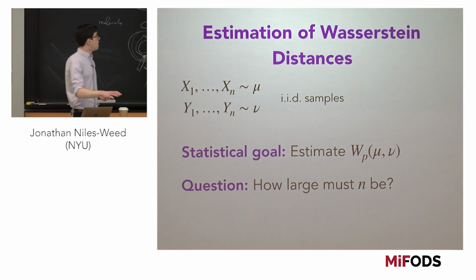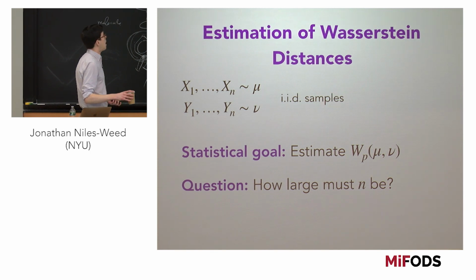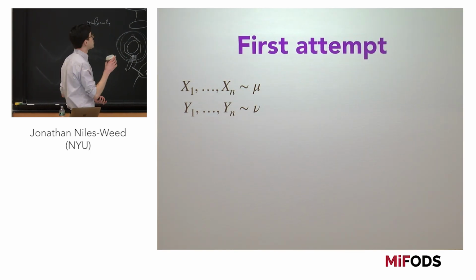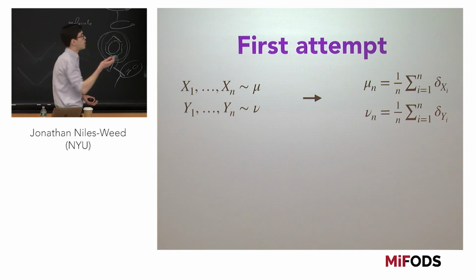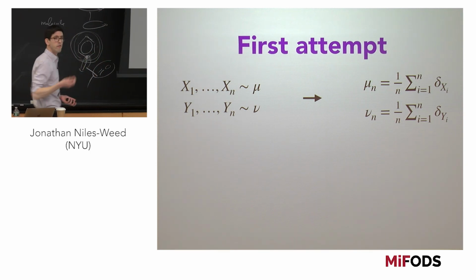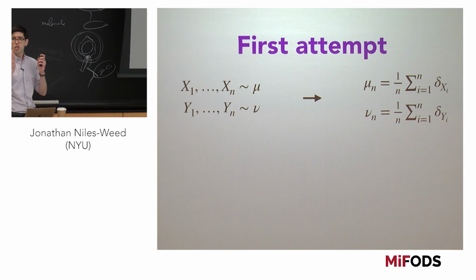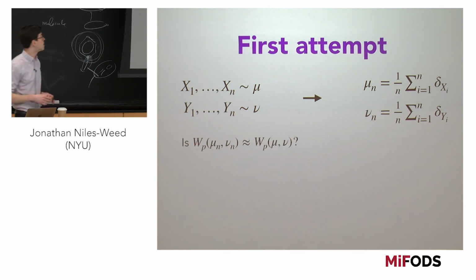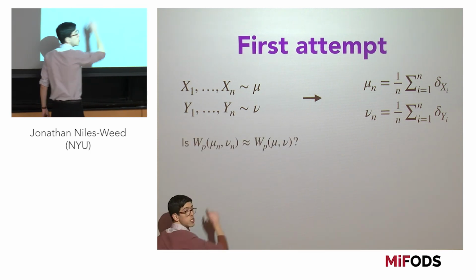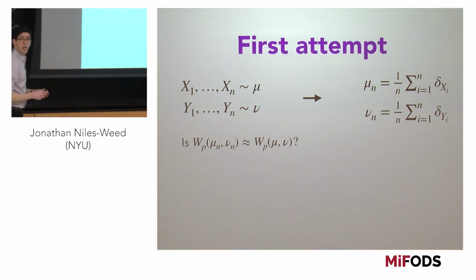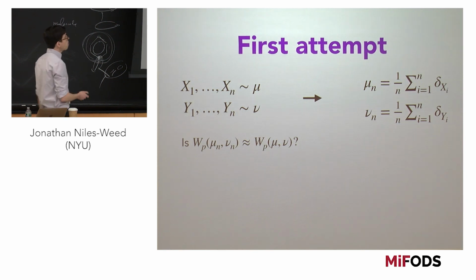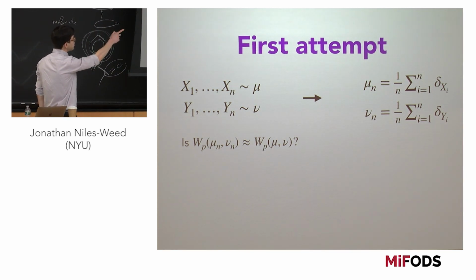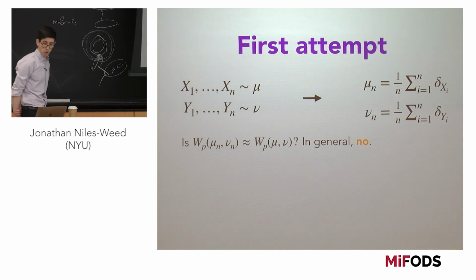So what should we try? Here's a first attempt. One thing that I can certainly do is just say, well, you've given me IID samples. I can package these up, if I like, into empirical distributions, right? Just take an empirical distribution that assigns mass 1 over n to each of my samples. And I can ask, maybe if I just drop these into the definition of the Wasserstein distance, maybe this quantity is close to the Wasserstein distance between the underlying measures. If so, I'm done. I don't have to do anything clever to estimate this quantity at all. The problem is that in general, this is not true. It's not the case that these two things are close to each other.